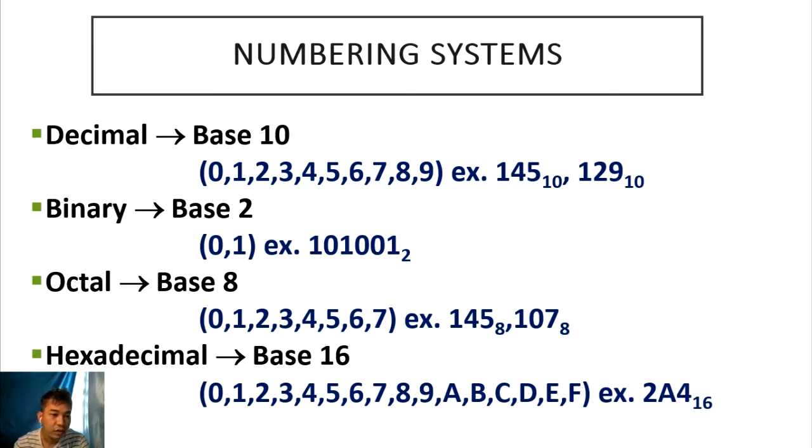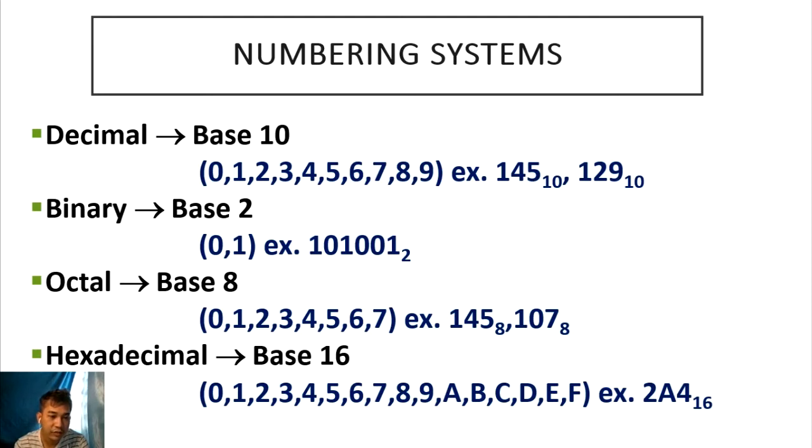Okay. So next we have the binary, also known as base 2. Meaning each digit can only contain 0 and 1. So we have here an example, 101001 base 2.